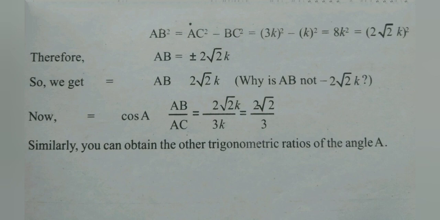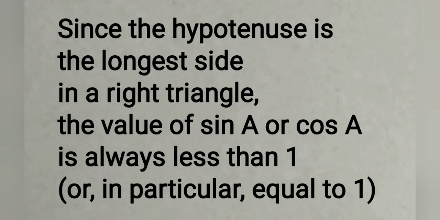Now cos A is equal to AB upon AC, which is equal to 2 root 2 K upon 3K, which is equal to 2 root 2 upon 3. Similarly, you can obtain the other trigonometric ratios of angle A. Since the hypotenuse is the longest side in a right triangle, the value of sin A or cos A is always less than 1, or in particular equal to 1.